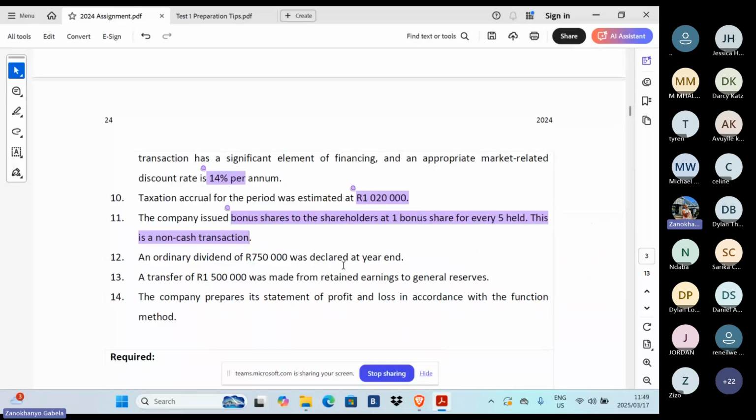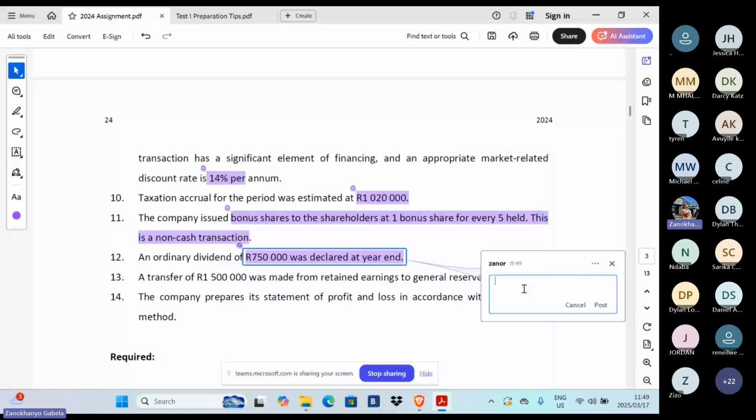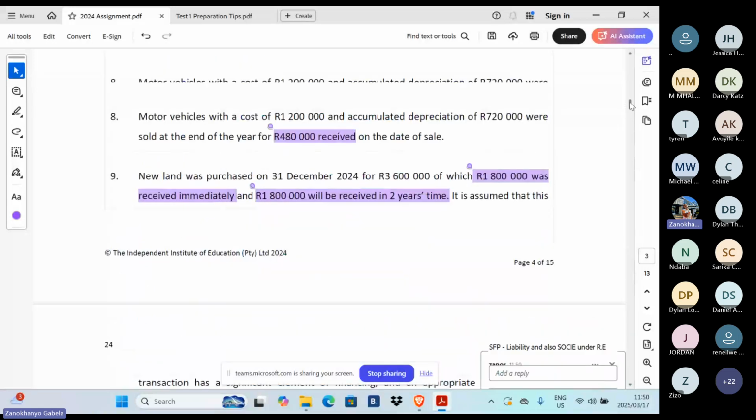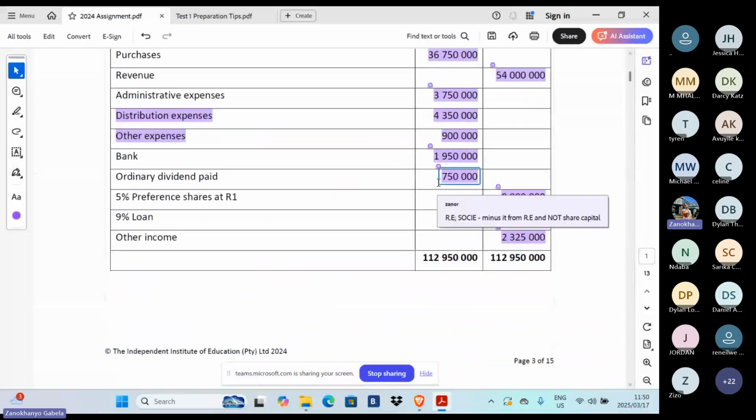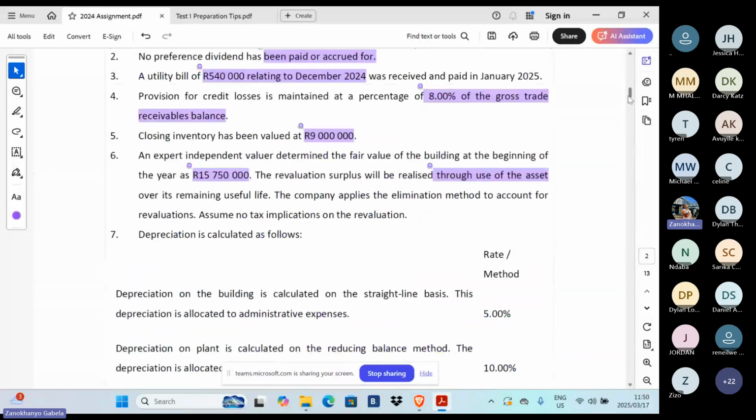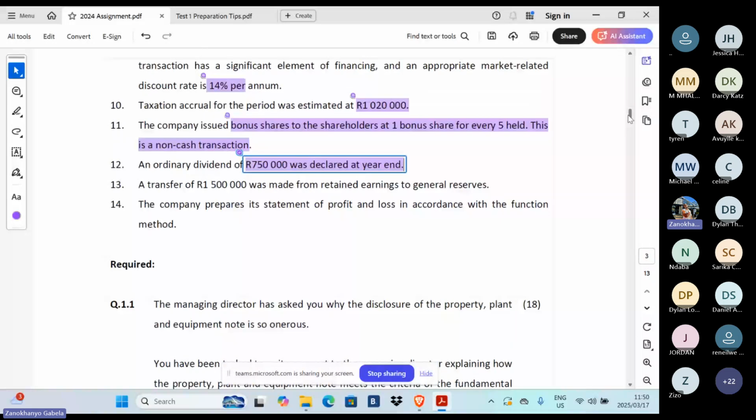And then it says an ordinary dividend was declared at year end. Perfect. That means if it's declared, it's going to form part of our liabilities on the SFP, and also on the statement of changes in equity under retained earnings. So you will add this 750 to the ones that are paid. Remember we had dividends paid in here. Let's go and confirm. Yes, you see these ordinary dividends, they were paid. So you will add the 750 plus 750 to get the total dividends.